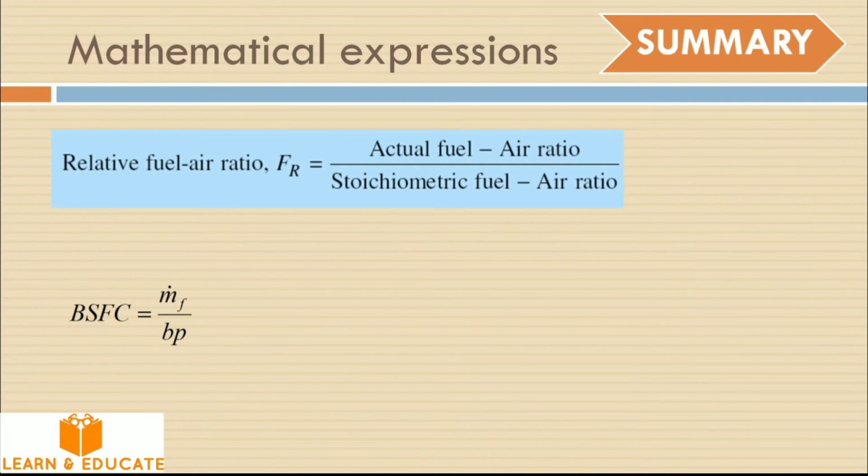Now the fuel air ratio is the ratio between actual fuel air ratio to the theoretical or stoichiometric fuel air ratio. Similarly, the brake specific fuel consumption, BSFC, already we have defined. It is the amount of fuel consumed per brake power produced. So the ratio of m dot f and BP, brake power, is brake specific fuel consumption.